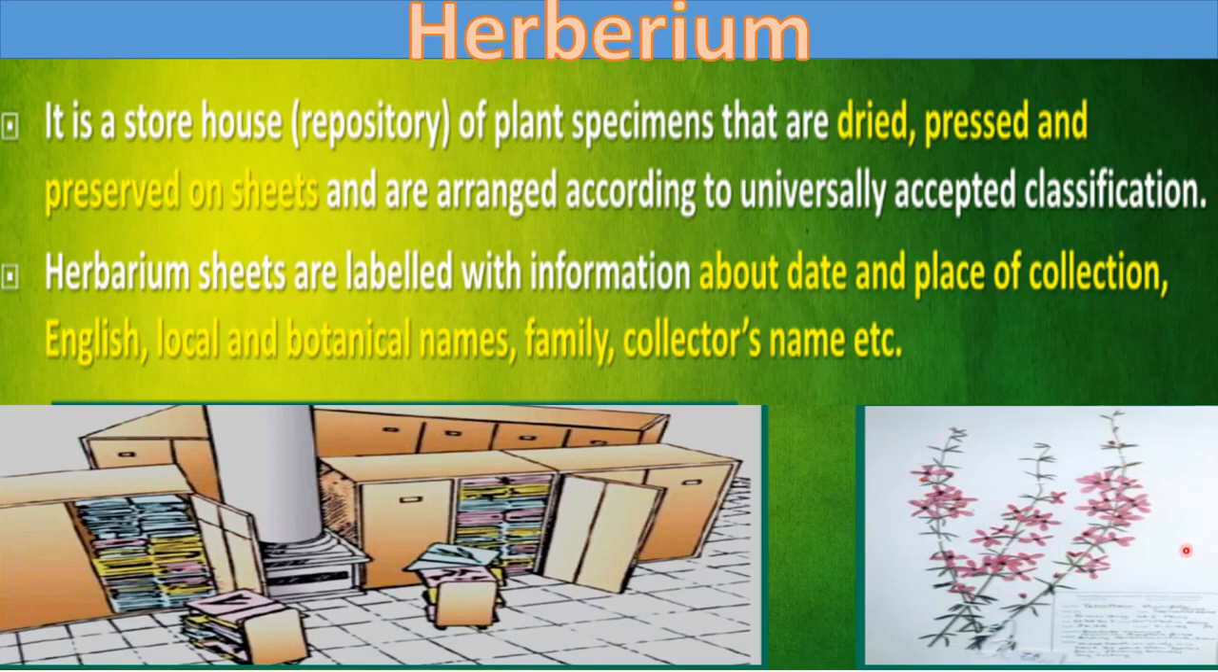This is a herbarium sheet, you can see here, and here on the corner all this information is written: date, place, local name, botanical name, all these things are written here. And this is a herbarium sheet on which this twig of plant has been preserved, and this is a herbarium in which many such files are present having the preserved specimens of the plants. So this herbarium can be used for the classification of plants, so it is called a taxonomical aid.